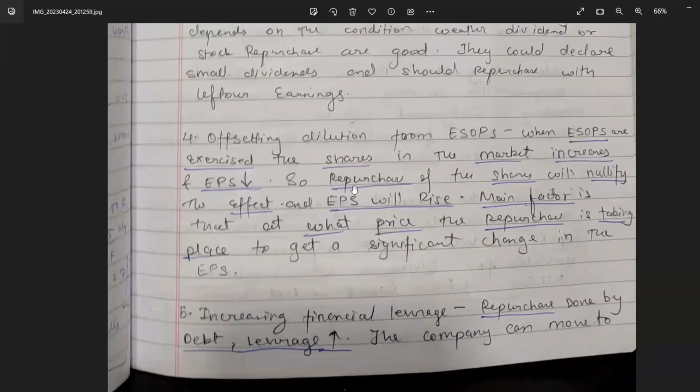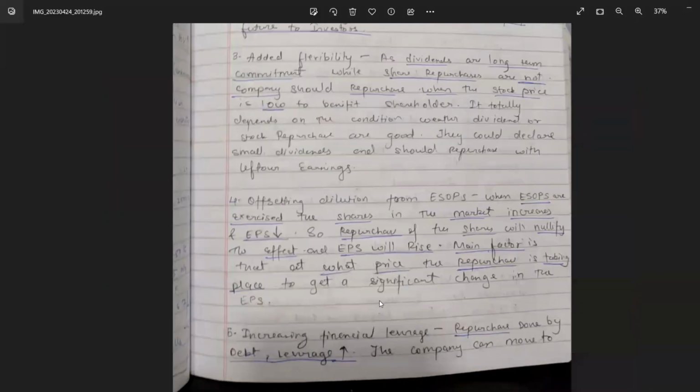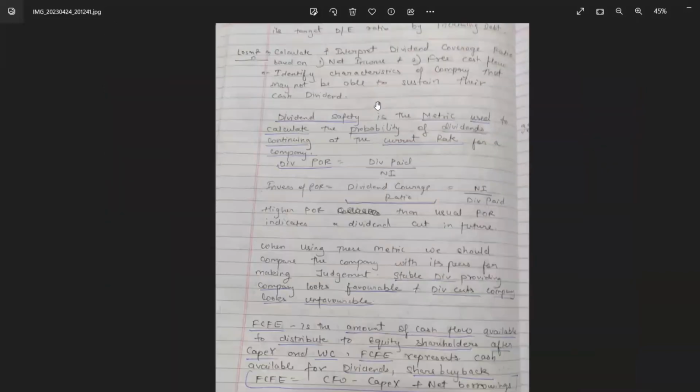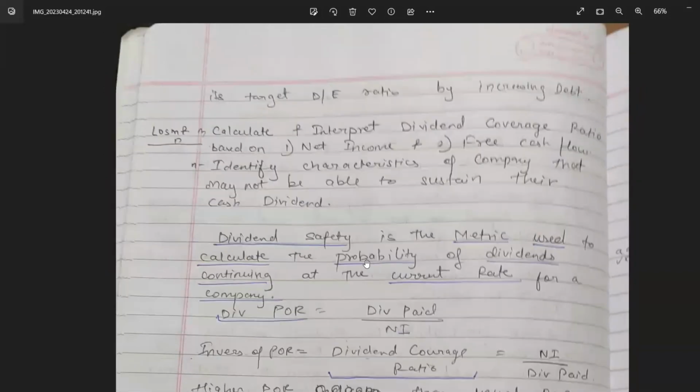The last one is increasing financial leverage. With repurchases funded by debt, the company can move to its target debt-to-equity ratio by increasing debt.